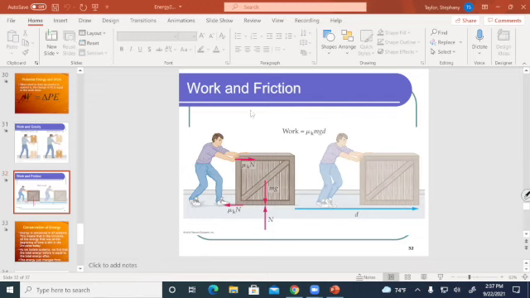All right, work and friction. If the floor or surface that you're pushing an object across is a smooth surface, you won't have any friction. If it's a bumpy surface, you will have friction.